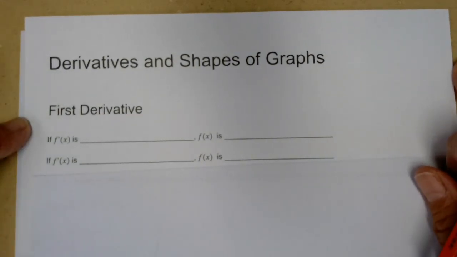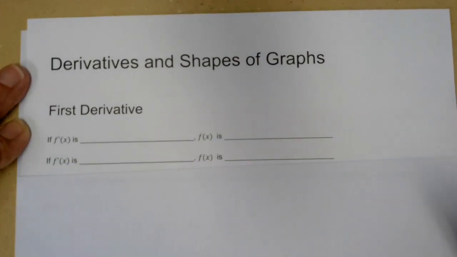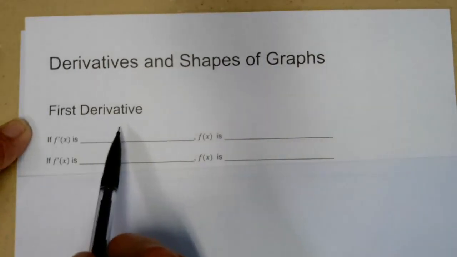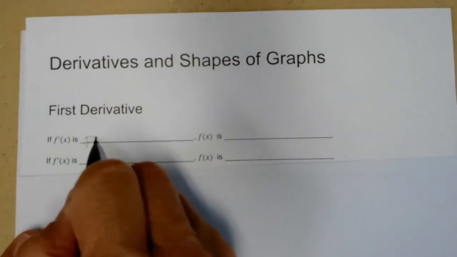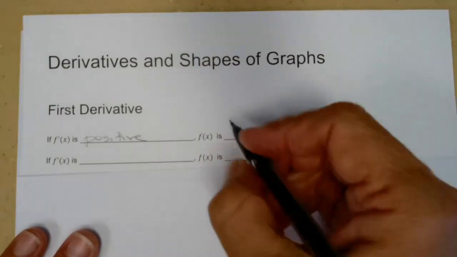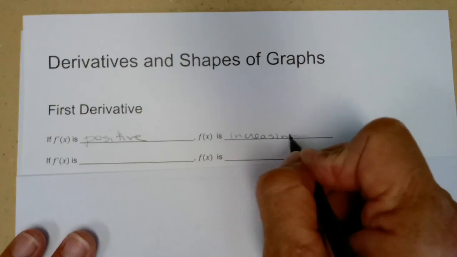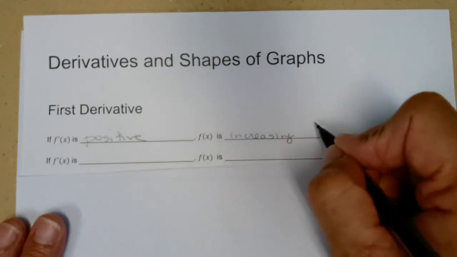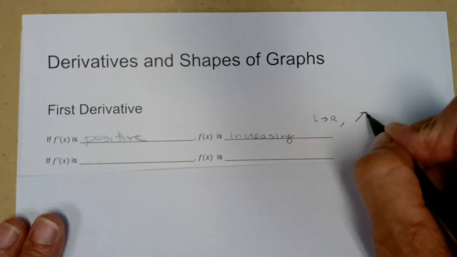All right, in this video, I'm going to show you how we can use derivatives to determine what the shape of a graph would be, specifically polynomials for this one. So using the first derivative, if f prime is positive, then we say that f of x is increasing. And what that means is as we move left to right, our function is going up.